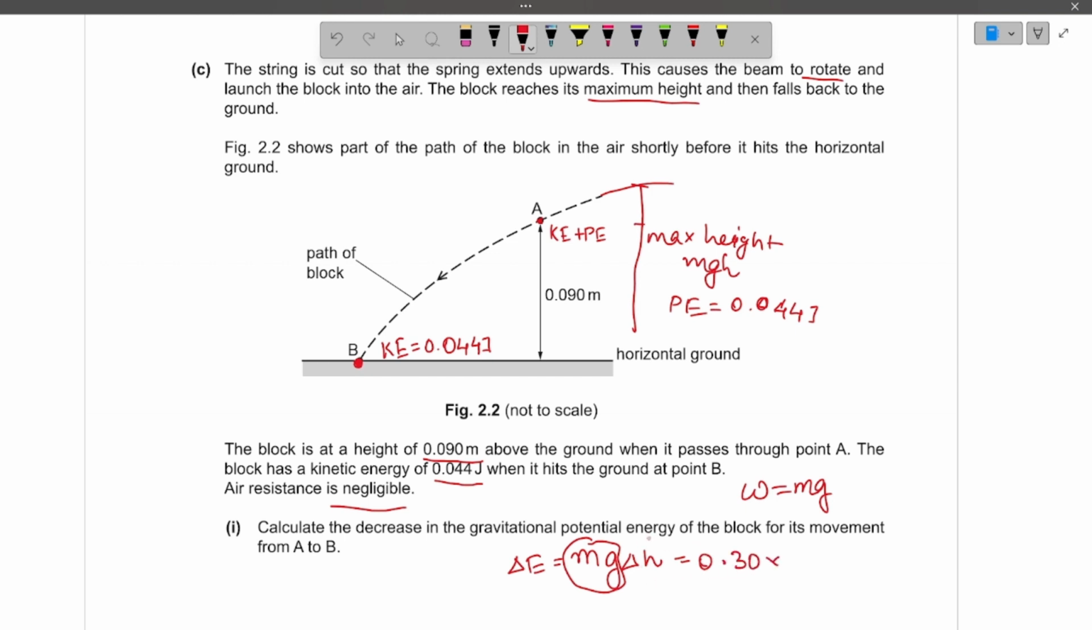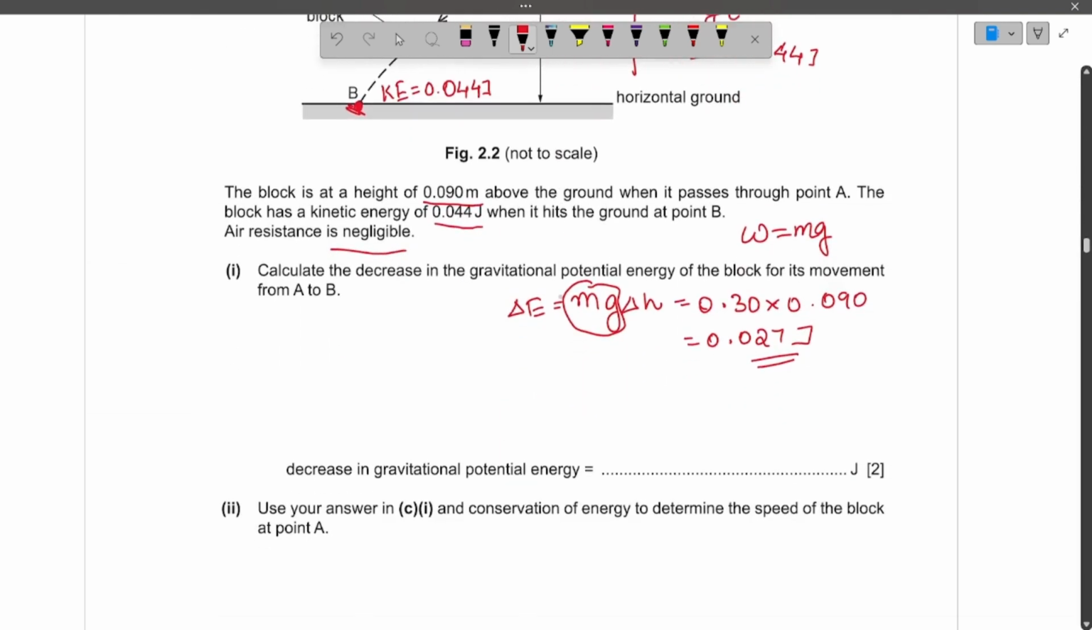So what you need to know is the height. So the height is already given, that is 0.090. So please do the calculation and you'll be getting 0.027 joules. So this would be the decrease in the gravitational potential energy of the block from this A point to B point. So the height difference would be 0.090 meters. Okay, so it's a direct question.